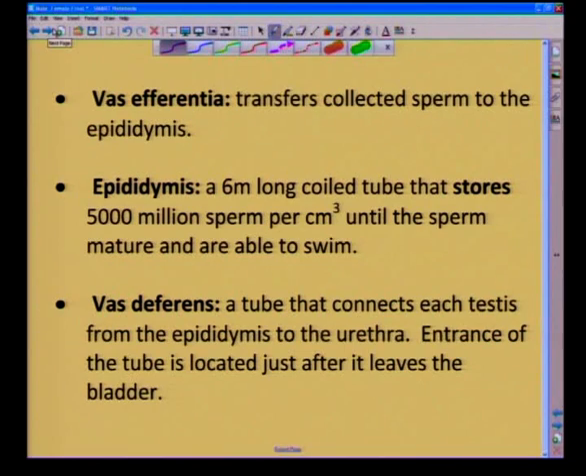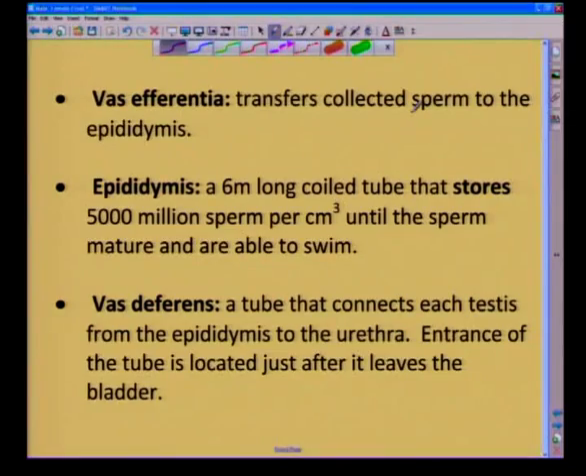Now we have the vas efferentia. Now that sounds very fancy. All it is, it's a structure that passes the sperm to the epididymis, all right? And the epididymis stores those little sperm cells until they are mature.